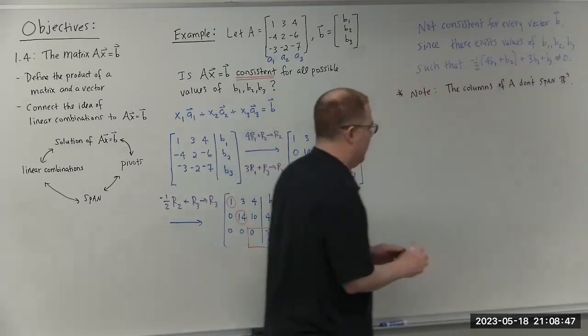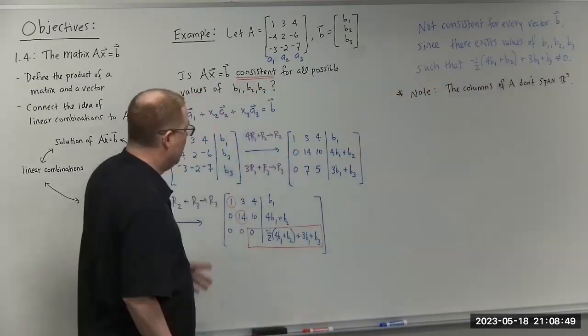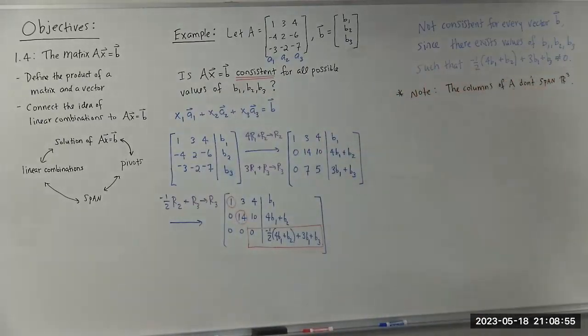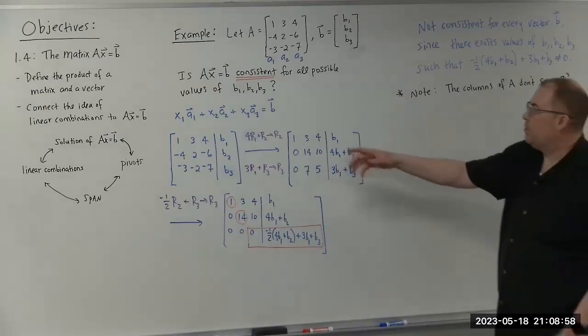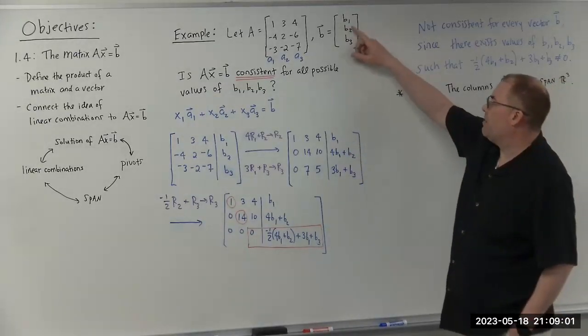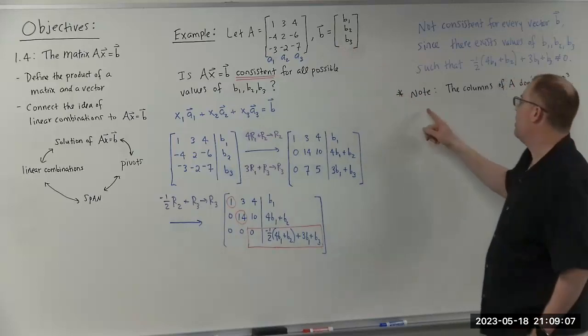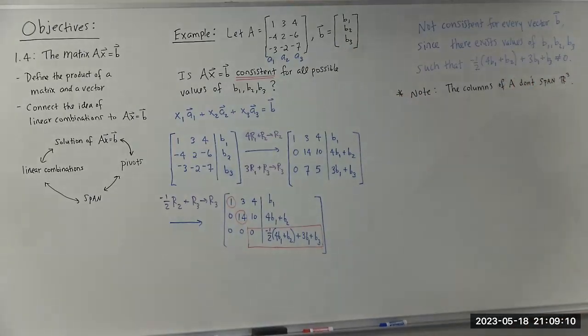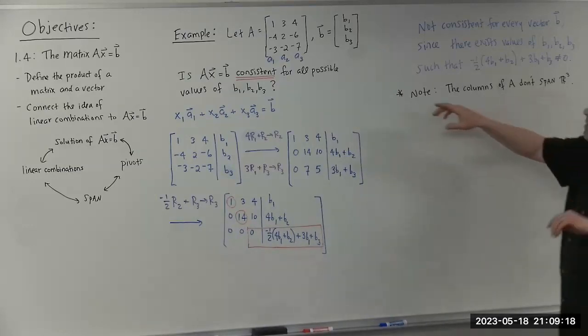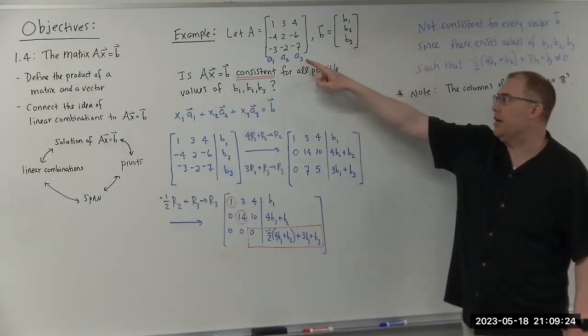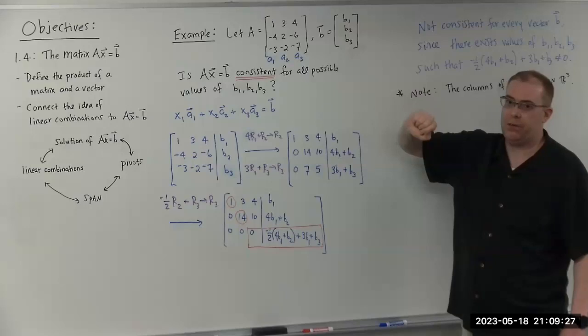What does that mean? Remember, this is living in R3. All that means is that for these columns, it's not possible to find a solution for every vector B. And so we say that the columns of A don't span R3. If they did span, that would mean that for every vector B, no matter what these entries are, you could find a solution for this corresponding coefficient matrix.